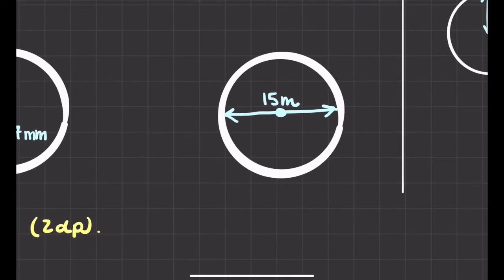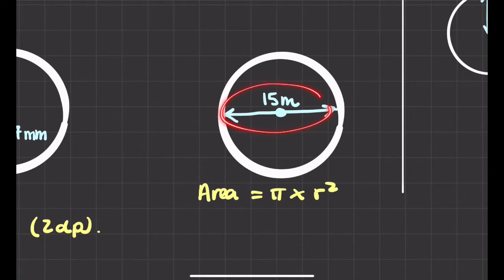So this time I've been given a diameter, and I've been asked again to work out the area, and we know area is equal to pi times the radius squared. But I've got a diameter. How do I work out the radius from a diameter? Simple answer, you have to halve it.